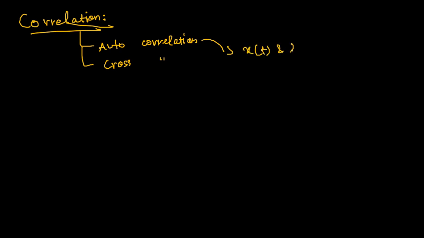So yeah, the form correlation is of two types. The first type is called autocorrelation, and the second type is called cross correlation. Autocorrelation is when x of t and h of t are the same, and cross correlation is when they are not the same function.